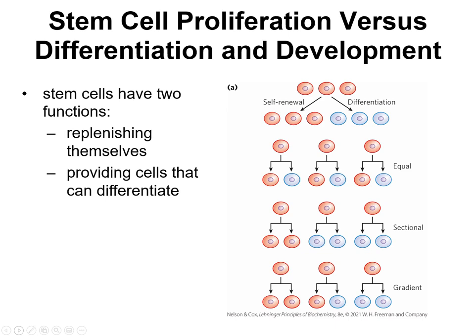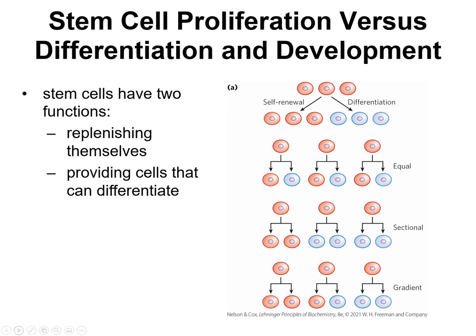Stem cell proliferation versus differentiation and development. There are kind of two different processes that are going on at the same time. So stem cells have to proliferate to renew themselves, right? But they also have to differentiate to replenish the different cell types. So they have to balance both.